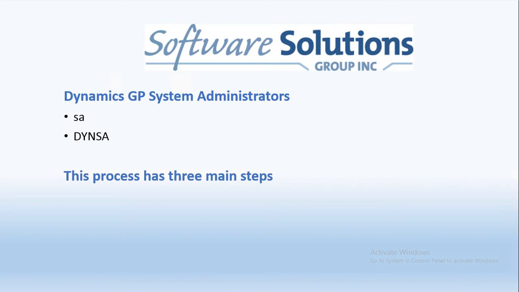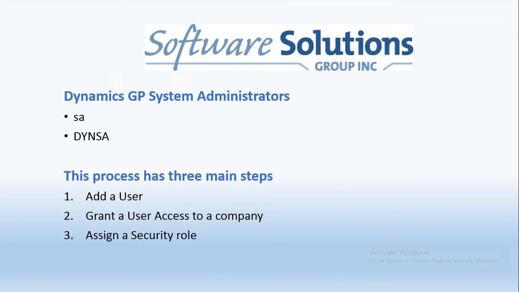I like to think of this process in 3 steps. Number 1, adding a user. Number 2, grant a user access to a company. And 3, assign a security role.